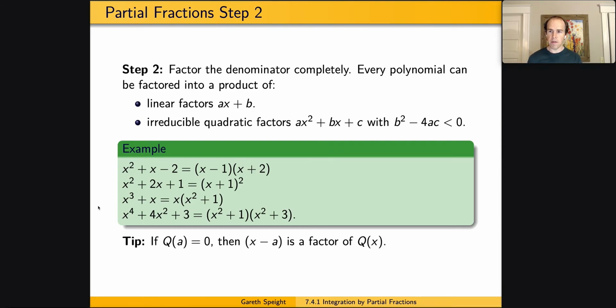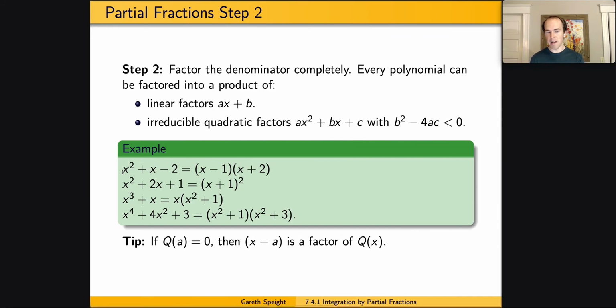But one useful tip, especially with finding linear factors, is that if you plug in a value and the polynomial is 0, then x minus that value is actually a factor. For instance, if we look at the first one, x squared plus x minus 2, if you plug in 1, you get 1 squared plus 1 minus 2, that's 0. So if you plug in 1, you get 0. That means that x minus 1 has to be a factor.